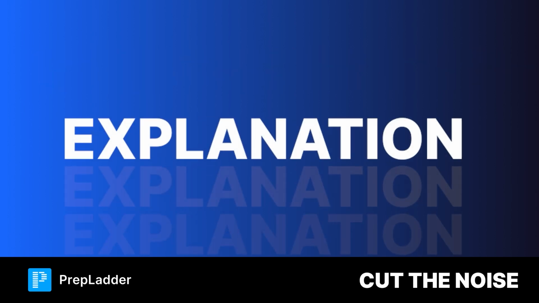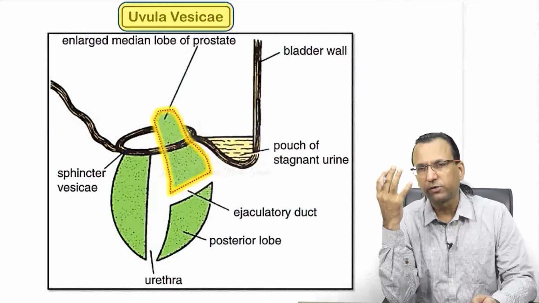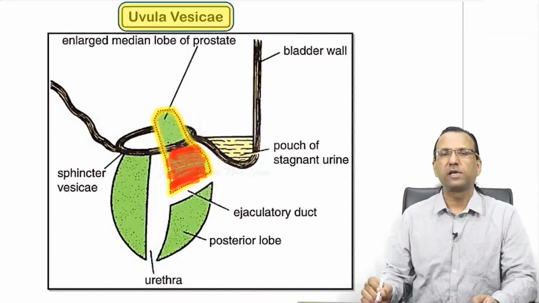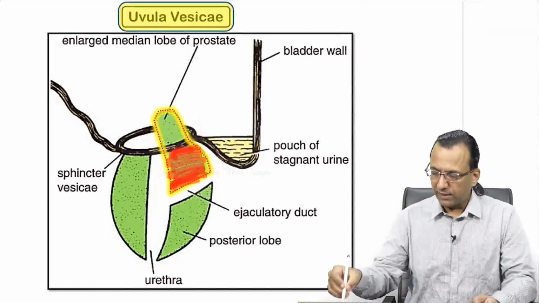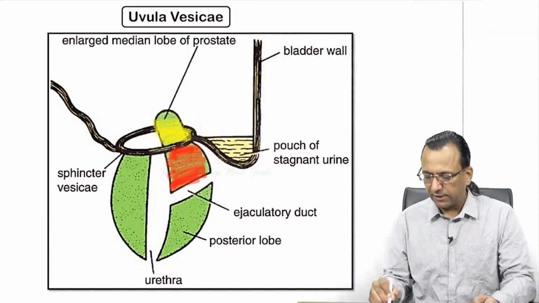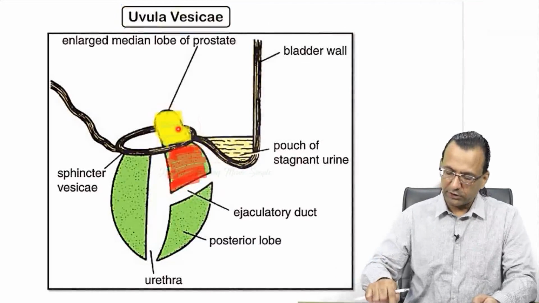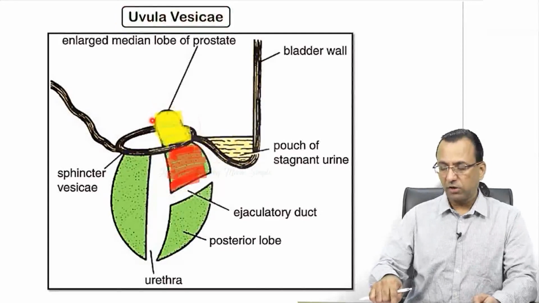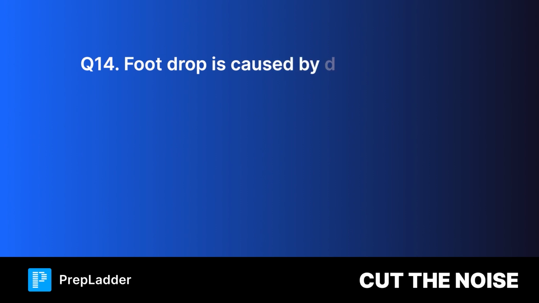Here's the explanation. This is median lobe hypertrophy now, causing bladder outlet obstruction. You are telling this is the median lobe hypertrophy which is causing some bladder outlet obstruction. How? A tongue-like projection. It is sending a tongue-like projection, and that tongue-like projection is called the uvula vesicae. So this is some tongue-like projection into the urinary bladder, because of median lobe hypertrophy, BPH, and causing incomplete evacuation of urine.